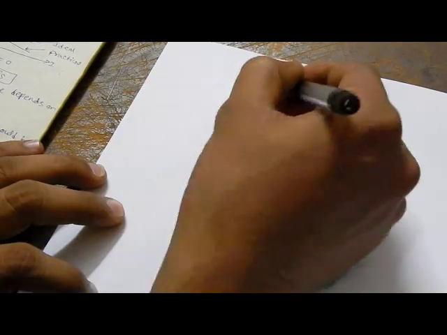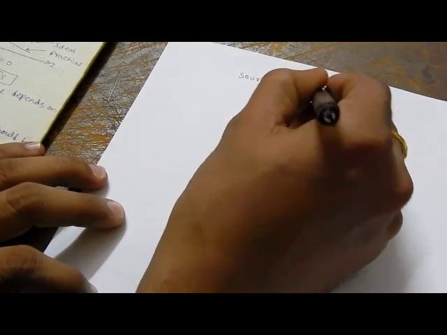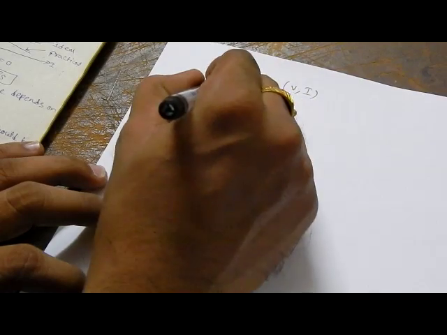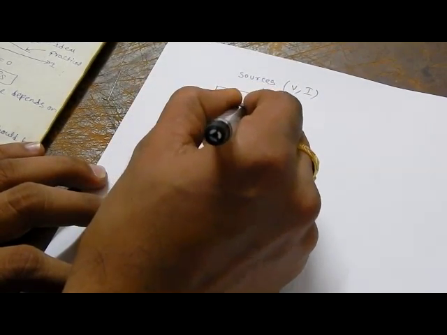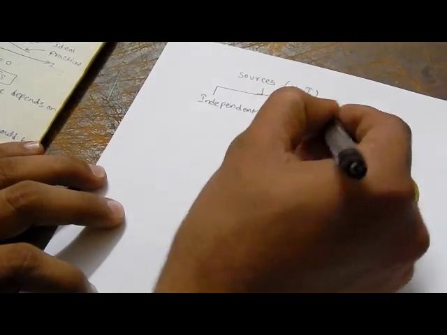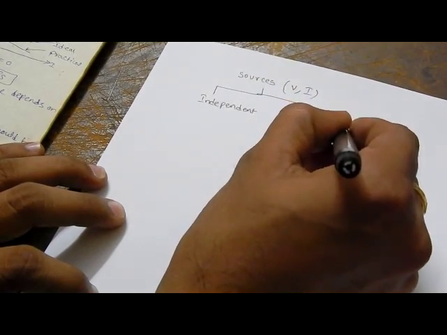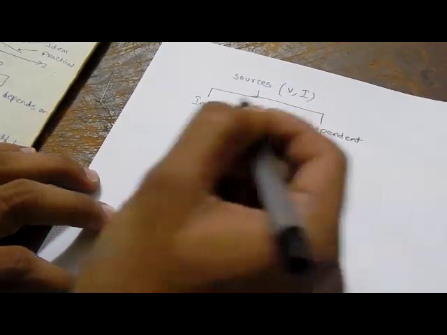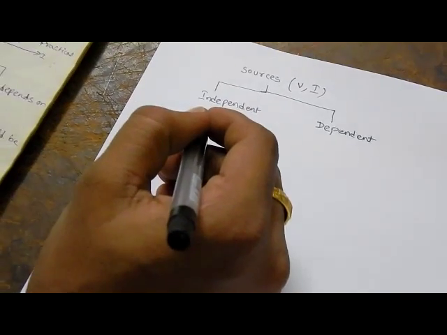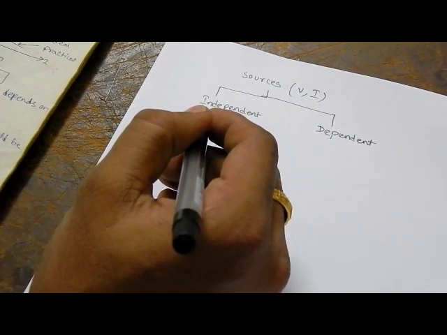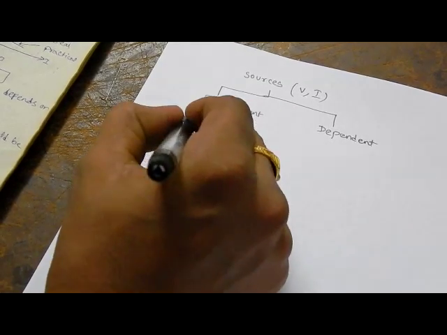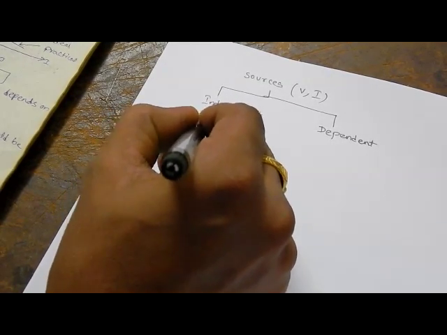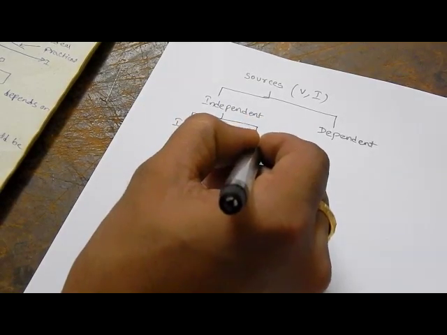Sources. In the sources you are having voltage source and current source. In the sources you are having independent as well as dependent. What is independent and what is dependent? Independent, it will not depend on anything. It is also having only uniqueness. In that case we are having ideal and practical.